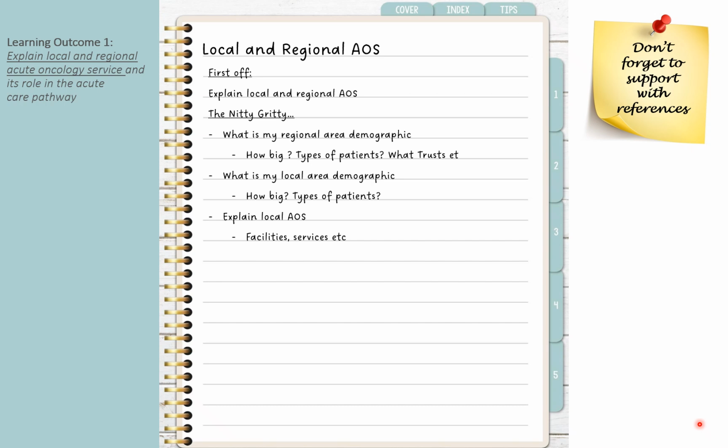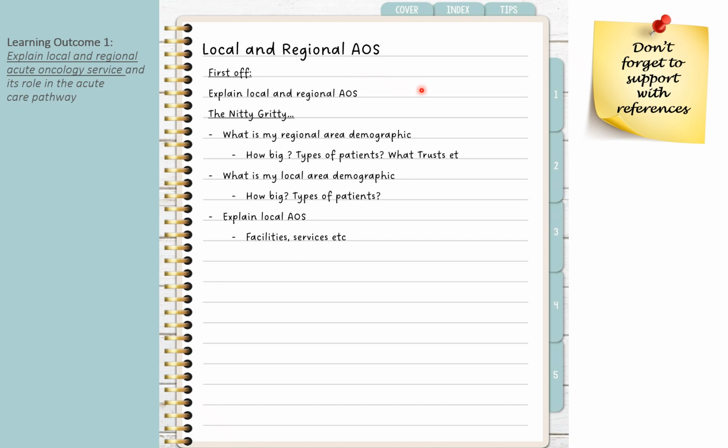Okay, so let's have a look at the first part of your presentation, Learning Outcome 1, and I've split these up into 2 subparts. So let's have a look at that first subpart. You're looking at the local and regional acute oncology services. So you need to explain and almost illustrate this to your audience.